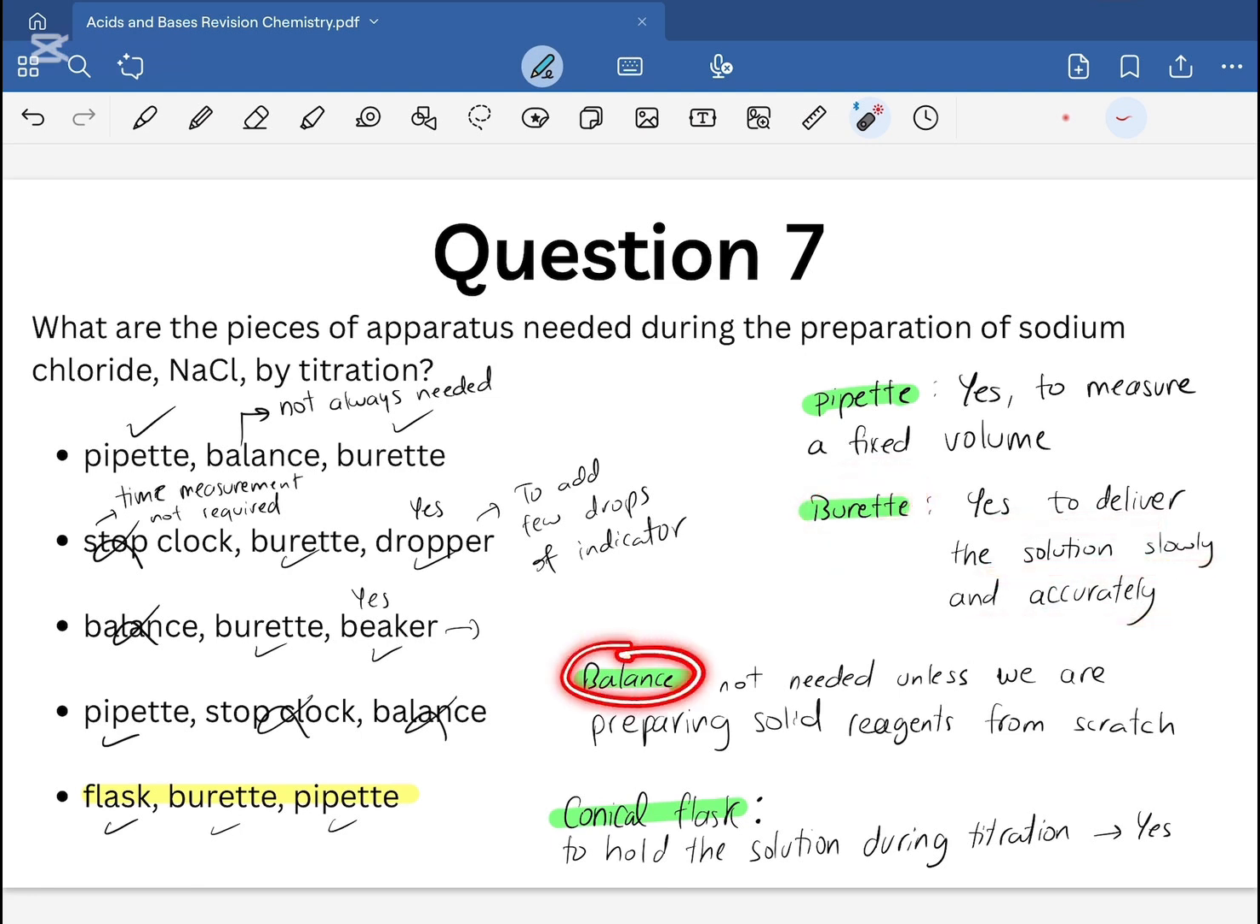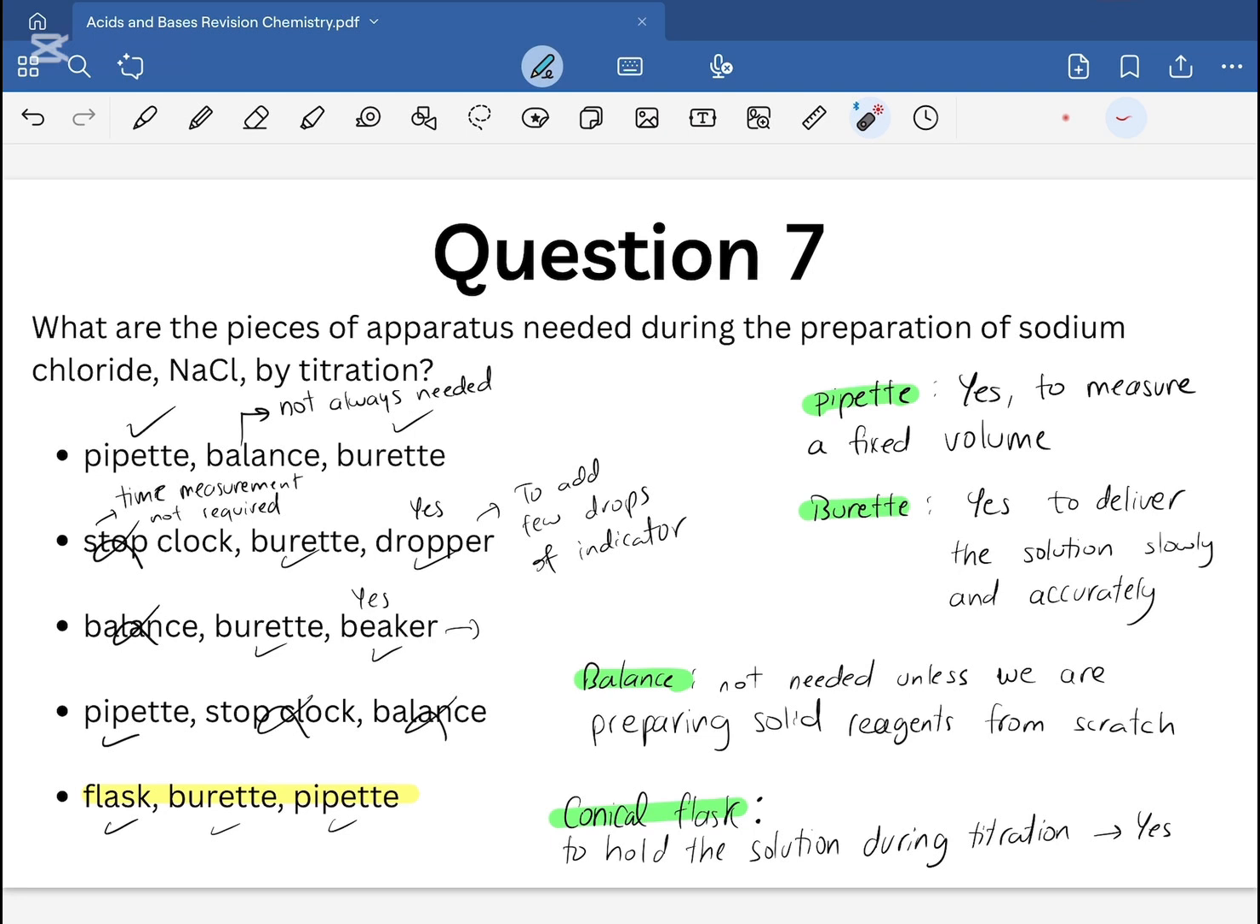A balance is not needed in titration unless we are preparing solid reagents and want to measure the mass of the solid, but it's not really important if we're using a solution. The conical flask will be needed to hold the solution during the titration, as we saw in the setup. And we might need, for example, a beaker instead of the conical flask. A beaker will also hold the solution.